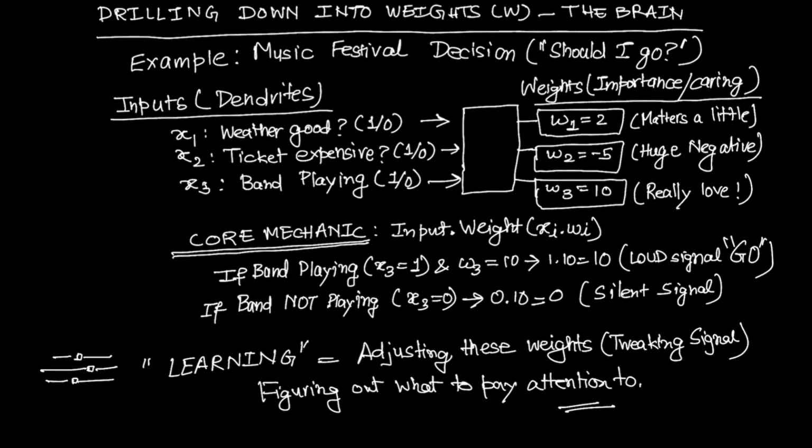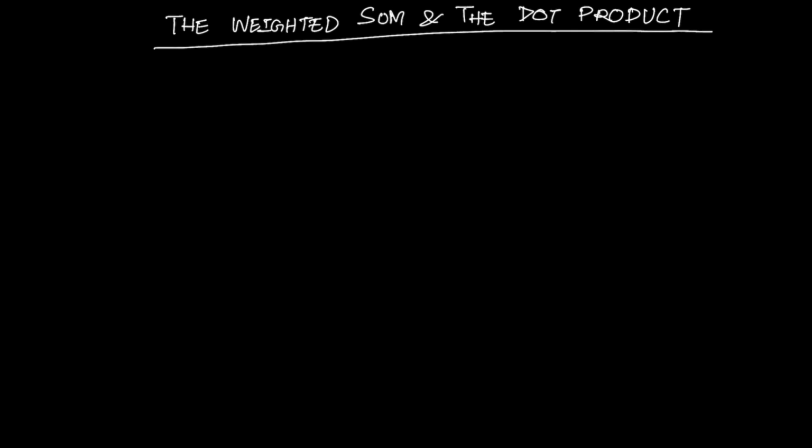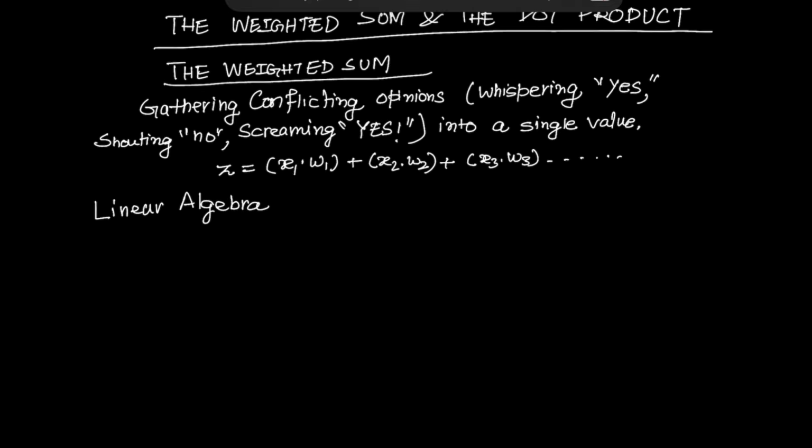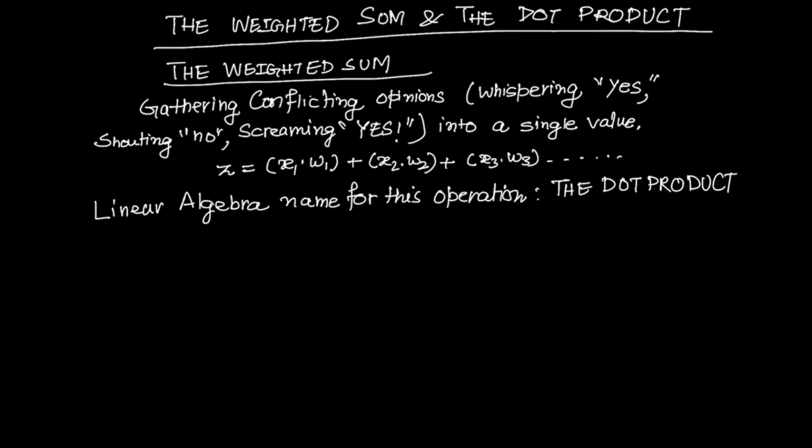So we have these individual signals. The weather is whispering yes, the price is shouting no, and the band is screaming yes. The neuron has to gather all these conflicting opinions and combine them into a single value to make a decision. This accumulation is the weighted sum. So we have z equal to x1 dot w1 plus x2 dot w2 plus x3 dot w3, and we sum all of them. In linear algebra, we have a fancy name for this specific operation, multiplying matching pairs of numbers and adding them all up. It is called the dot product.